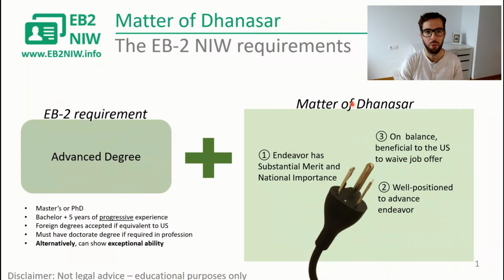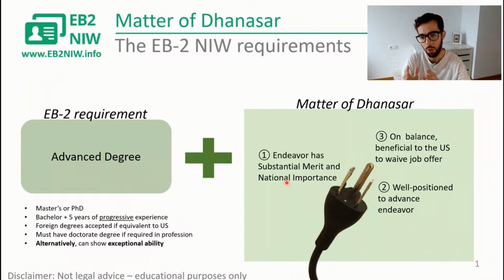Before we jump into our topic for today, let's recap a little bit on the Matter of Dhanasar, which is so important for the EB2 NIW requirements. On one hand, let's start with the right side of this slide. And by the way, if you want to cover this in greater detail, I have a specific video about the requirements for EB2 NIW. You can check it out in the corner here. The Matter of Dhanasar dictates the specific requirements for the EB2 NIW green card. And you have to meet the three prongs. Number one, you have to have an endeavor of substantial merit and national importance.